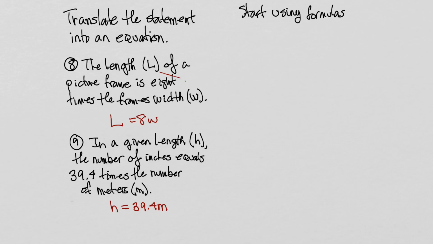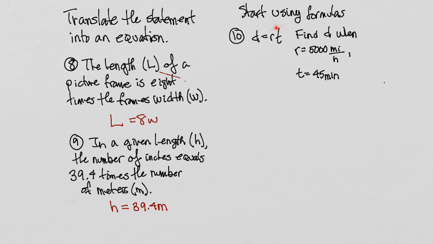In this next group of problems, we're actually going to start using formulas. We're going to be given a formula and some numbers for the variables, and we're going to substitute in and compute. So as our first problem here, let's take a look at this. This is called the distance formula. It says the distance is equal to the rate times time. So the distance that you travel is equal to your speed times the number of hours, t is typically given in hours, that you do the traveling. So what we want to do in this problem is we want to find d, how far do we travel when we're traveling at this rate, 5,000 miles per hour, for 45 minutes.